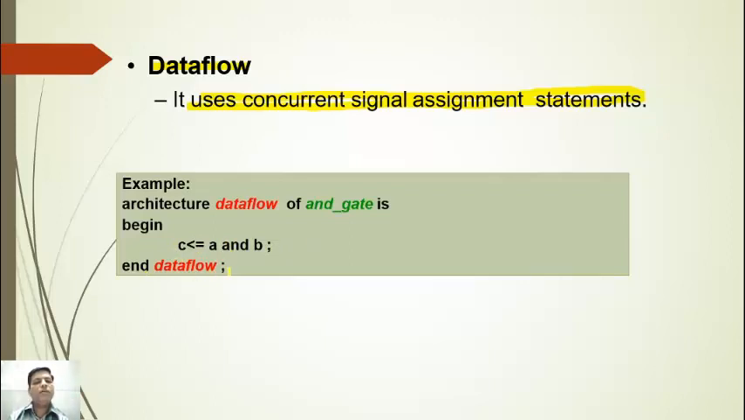And data flow is very much simple. Architecture data flow of and_gate is. Begin, C <= A and B. Assignment operator: C is assigned A and B. End data flow.